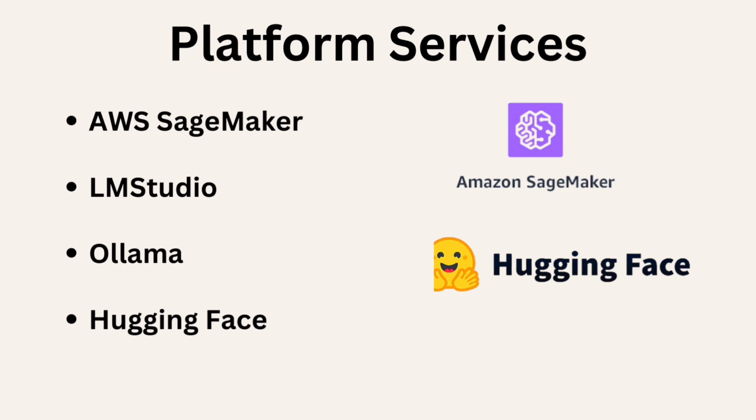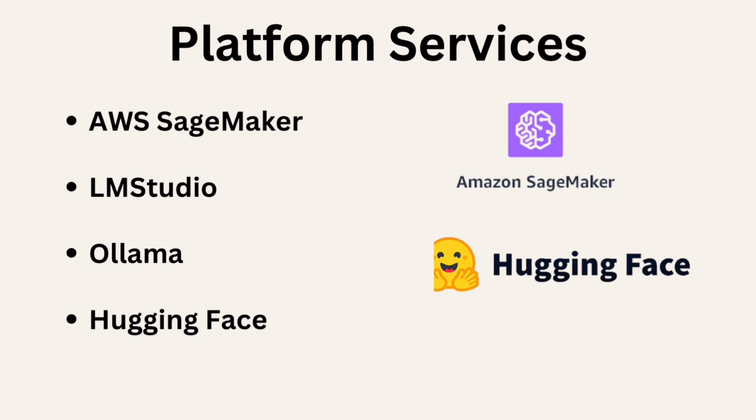Next, we have LM Studio. This platform is perfect for building and deploying large language models. With its user-friendly interface, it allows you to fine-tune models and experiment without worrying too much about infrastructure. Then there is Ollama. It's a cutting-edge platform for creating, fine-tuning, and deploying LLMs. If you are looking for a way to work with AI models like ChatGPT, Ollama is definitely worth checking out.